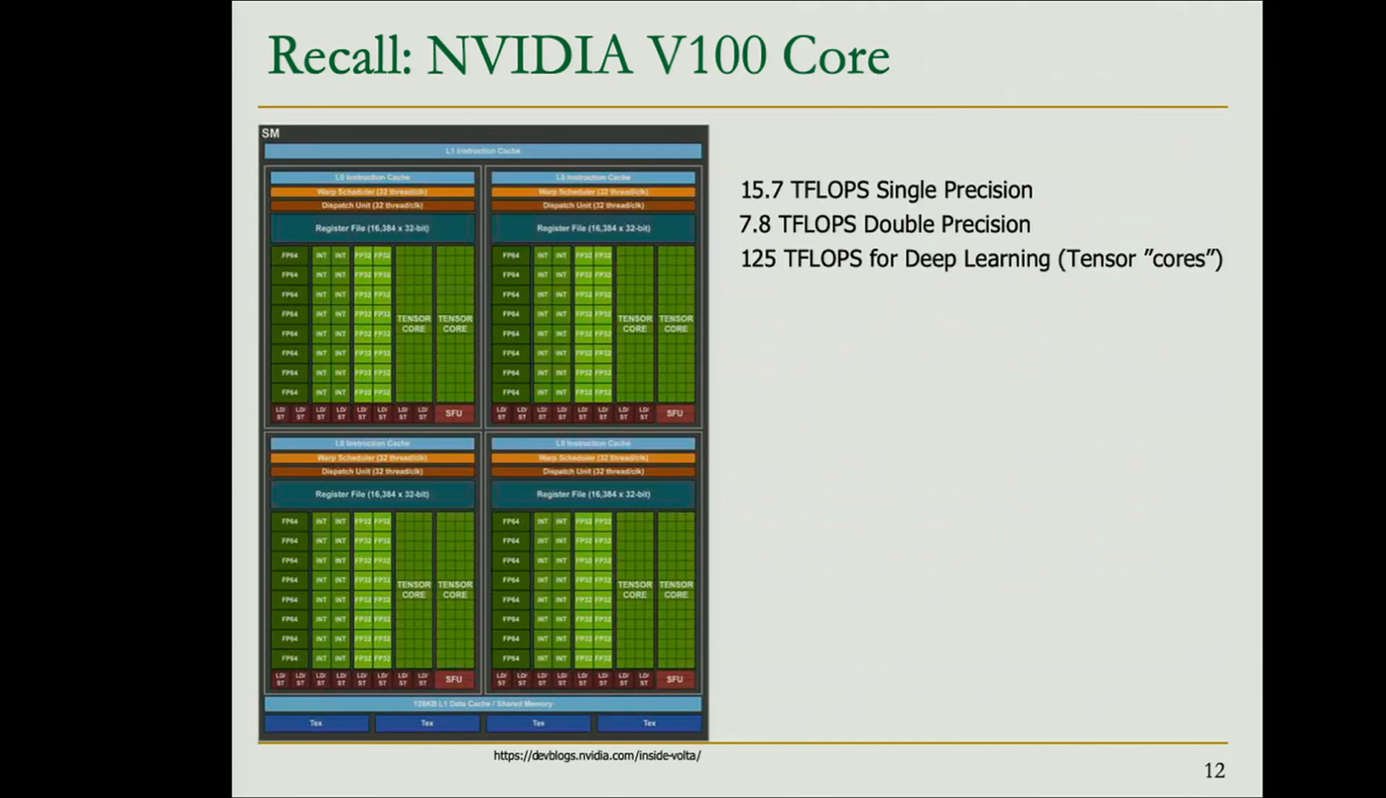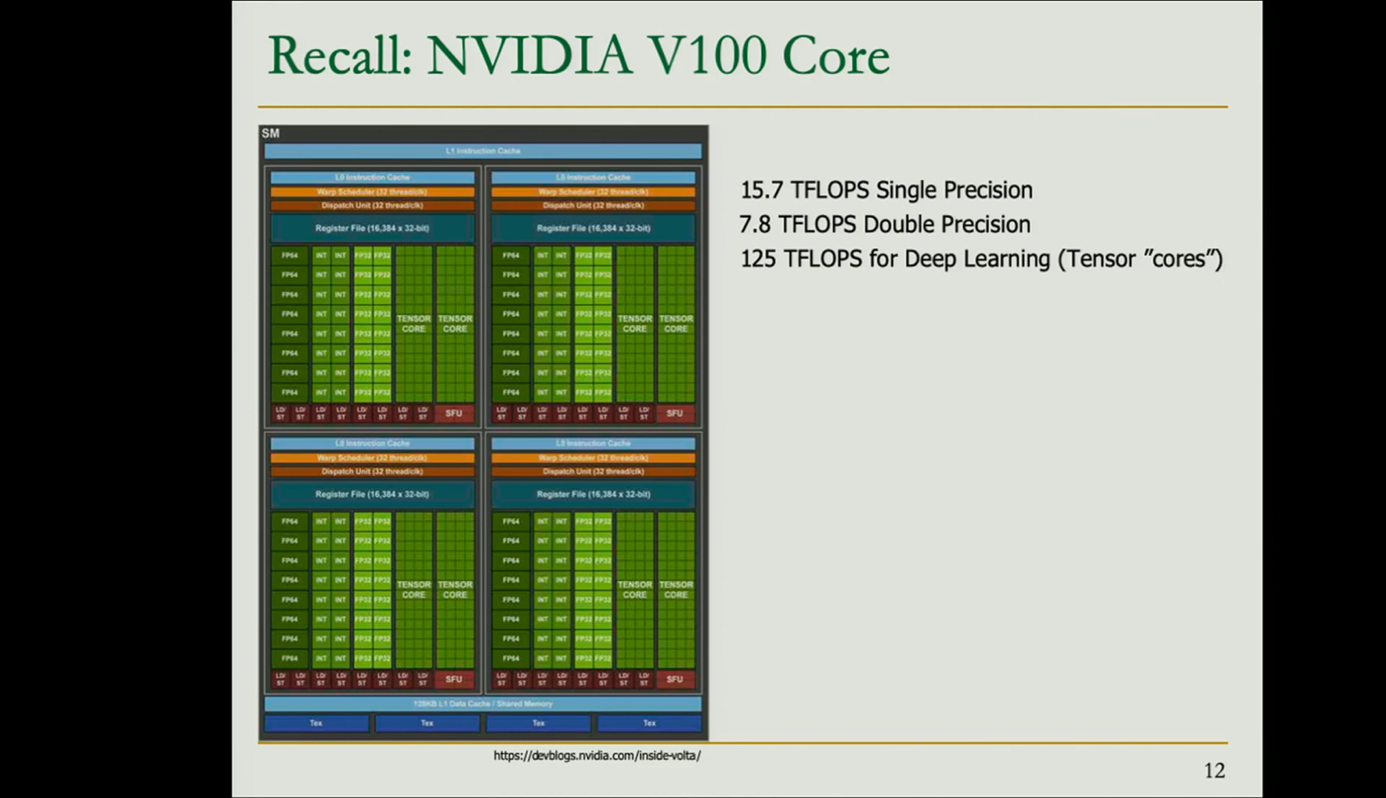These are some numbers on the right-hand side about the peak throughput that you can get in single precision, double precision, and also for deep learning with these Tensor cores that you can find here. Observe that this is the picture of an entire SM or CUDA core. And it's actually divided, as you can see, into 4 different parts, but essentially what we have in each of these parts is the same.